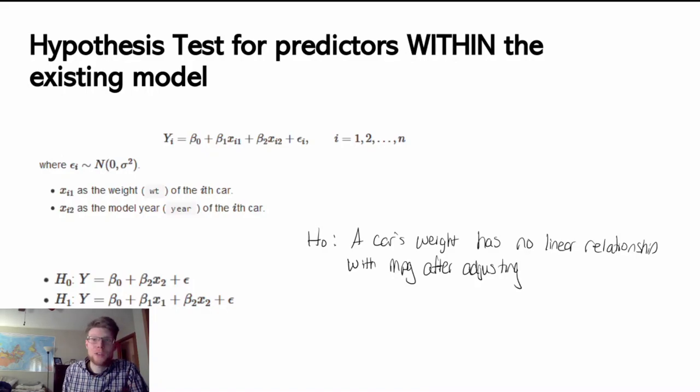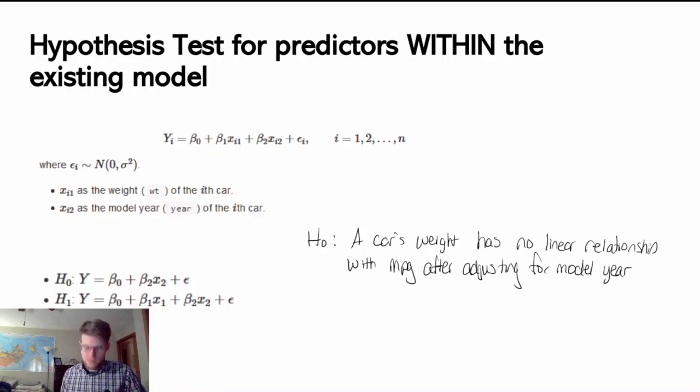And I could phrase this a couple different ways. We could also say when we also have model year, or when controlling, well, actually, I don't think I'd say when controlling for model year necessarily. But after adjusting for model year is just giving the suggestion of, I already had this other predictor. I'm looking to see if this adds anything more, if there's a linear relationship after already having this other predictor in the model.